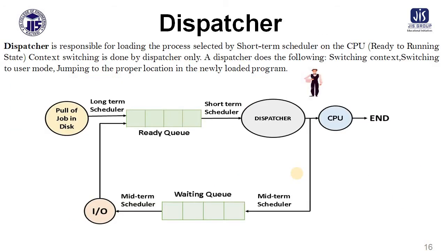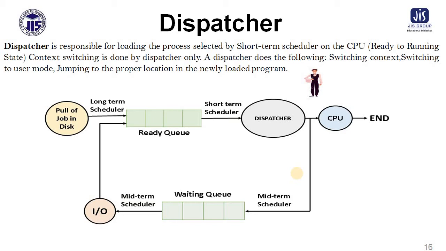So this is the dispatcher. The dispatcher is also another smart person. The dispatcher is responsible for loading processes selected by the short-term scheduler onto the CPU, from ready to running state. Context switching is done by the dispatcher only. The dispatcher does the following: switching context, switching to user mode, and jumping to the proper location in the newly loaded program. Okay, so this one is the dispatcher.